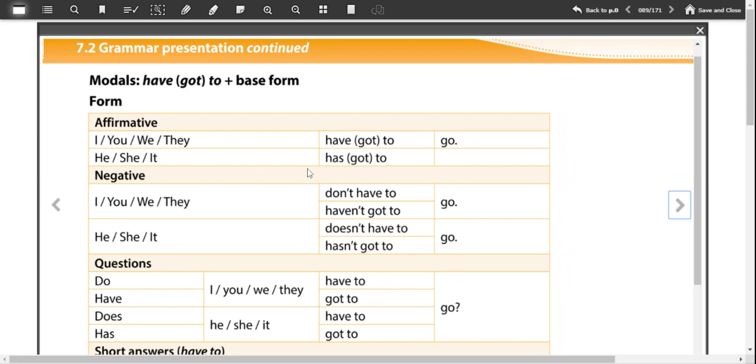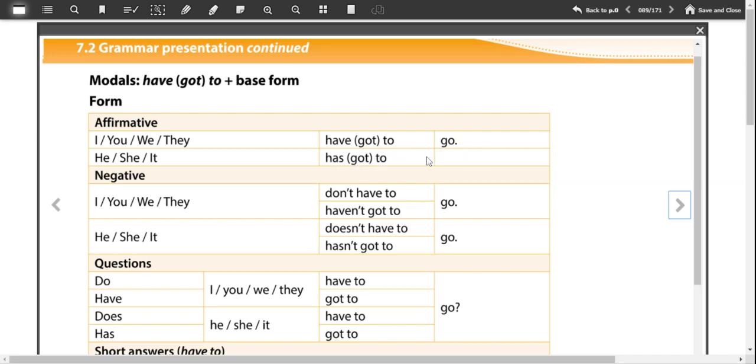How do we know when we use have and when we use has? It depends on the subject, right? So we have to see if we're talking about I, you, we, or they, we have to use have got to, or have to, and the verb. So have got to go, have got to play, I have got to get everything ready, and the verb, right? And if we're talking about he, she, and it, we have to use has got to play, has got to go, has got to listen, has got to clean. Okay? So remember, if we say have to go, it's the same as saying have got to go.